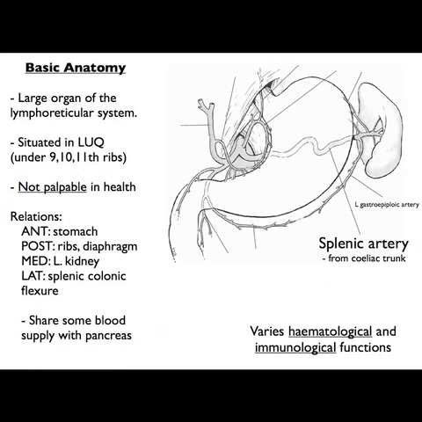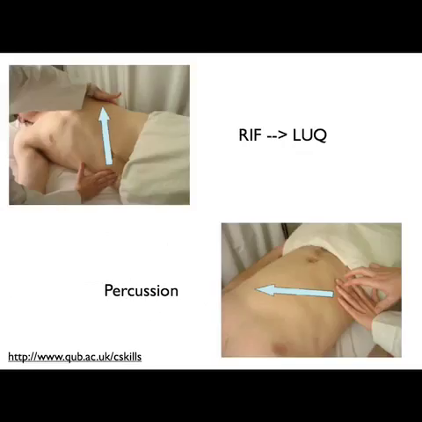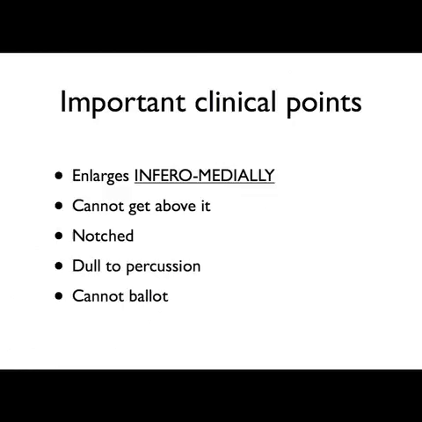The little diagram here illustrates the way it enlarges from the left upper quadrant to the right iliac fossa, and also that you should percuss from this region as well.